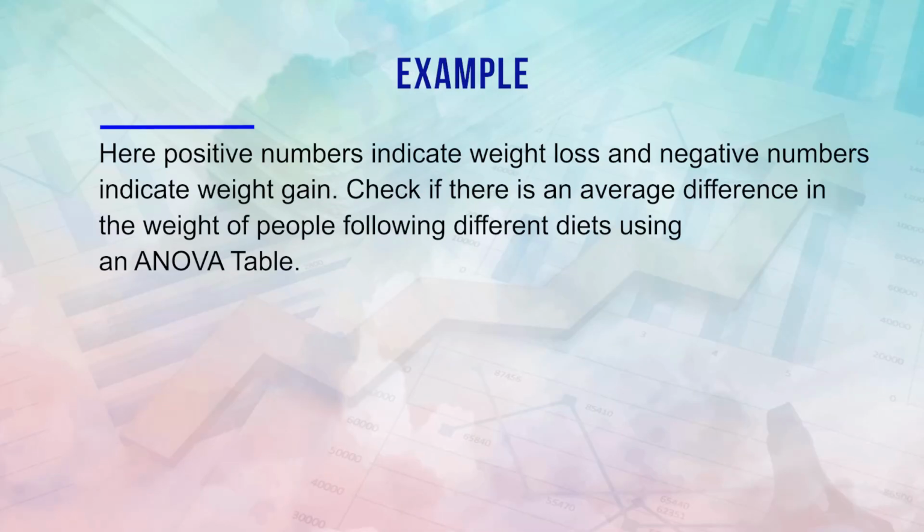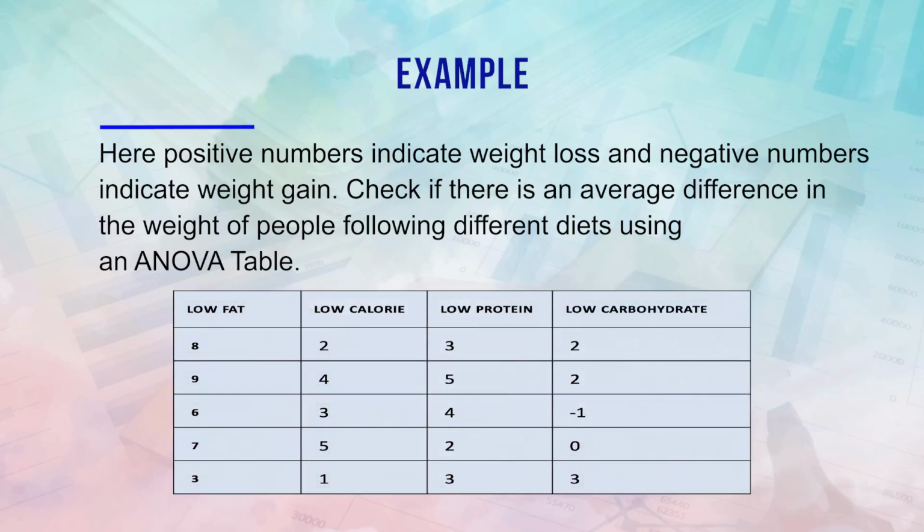We can take another example. The positive numbers indicate weight loss and negative numbers indicate weight gain. So we have 3 different diet programs: low calorie, low protein, low carbohydrate. We have to check whether there is any significant average difference. So again, how many criteria are there to categorize this data? Obviously one criterion: the different types of diet plans. So there is only one criterion, the diet plan. So again we have one-way classified data.